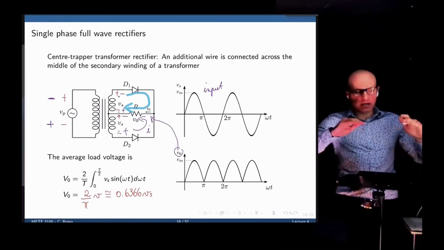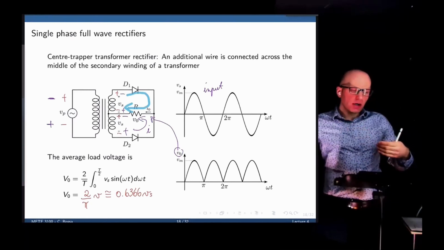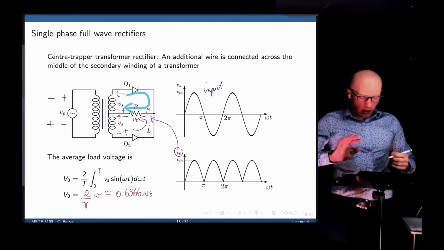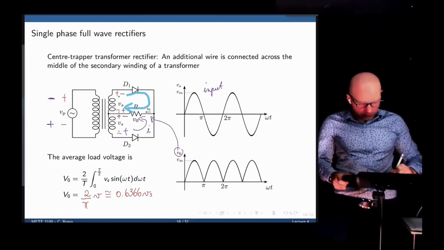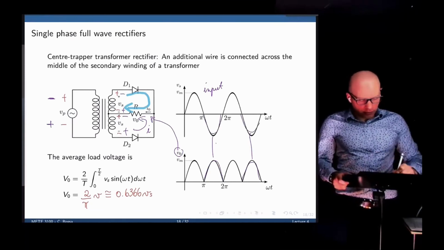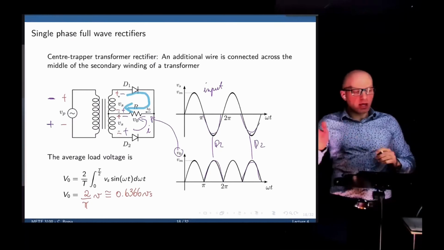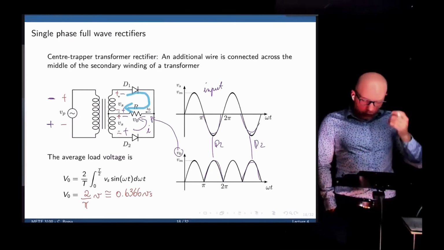All negative cycles now become positive. Negative cycles go through the second diode, diode 2, positive cycles are originating from the top diode. So all these parts here are going through diode D2, and the remaining is through diode D1. The average load voltage is the same.